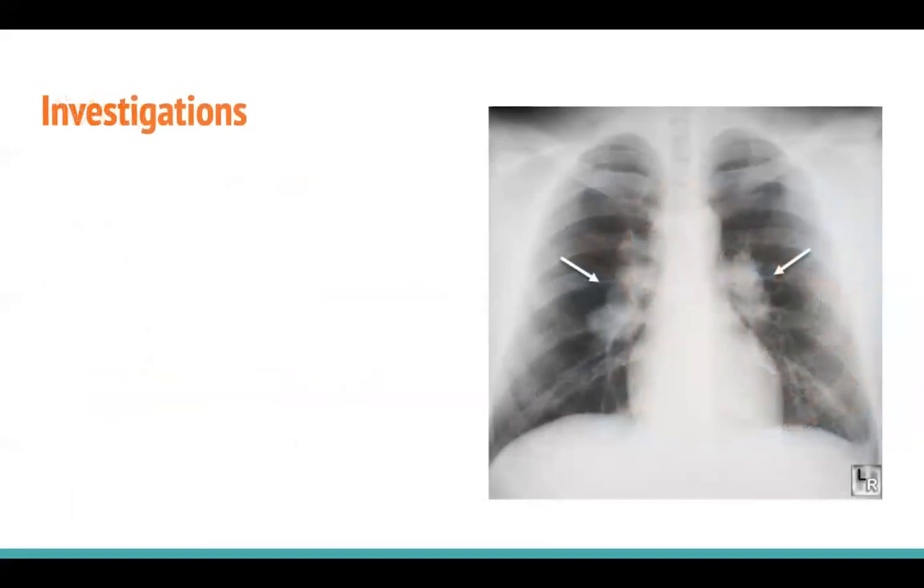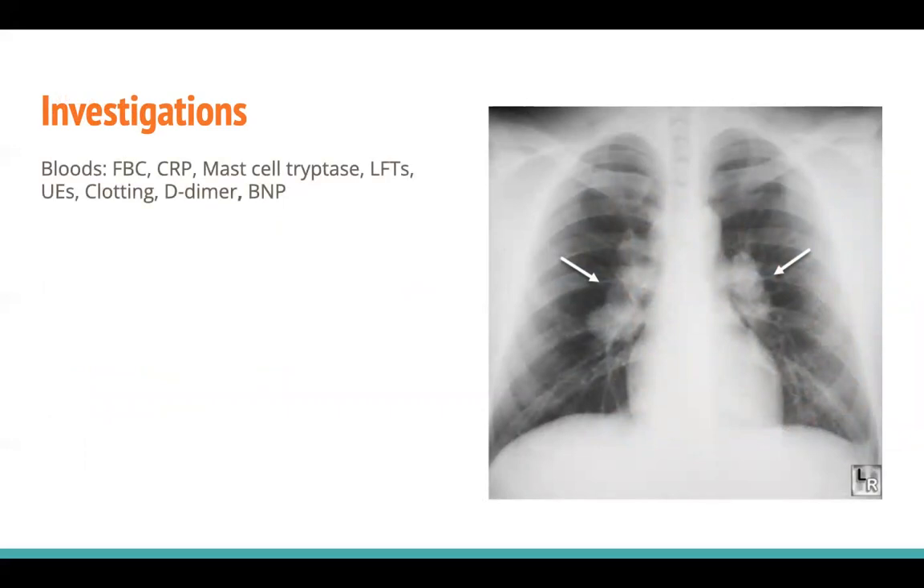Moving on to investigations. So the first thing that we usually do for our patients is to do assessment blood tests. We want to check for FBC and CRP. These will look at markers of infection. You might want to do a mast cell tryptase if you think there's any evidence of the patient having anaphylaxis. Checking LFTs and U&Es is important because both can cause edema leading to shortness of breath.